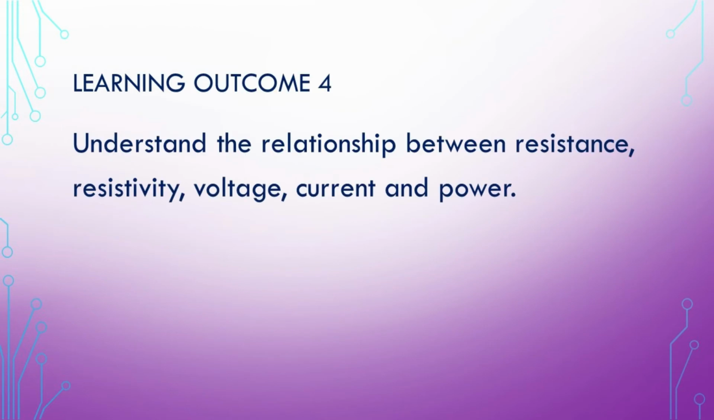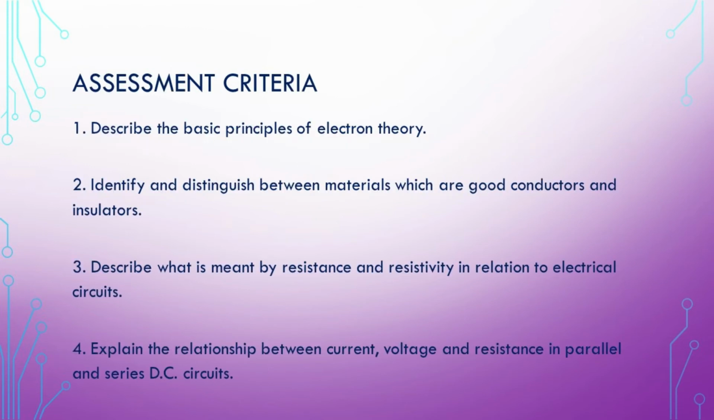For learning outcome number 4, the learner needs to understand the relationship between resistance, resistivity, voltage, current and power. This particular learning outcome has 8 assessment criteria. Firstly, you need to understand how to describe the basic principles of electron theory. Then be able to identify and distinguish between materials which are good conductors and those that are good insulators. You need to be able to describe what is meant by resistance and resistivity in relation to electrical circuits.